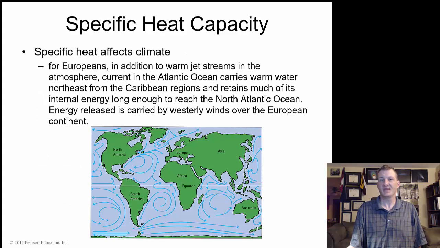How does the heat of water affect climate? Well, for the Europeans over here, in addition to warm jet streams in the atmosphere, a current in the Atlantic Ocean carries warm water northeast from the Caribbean all the way up to reach the North Atlantic Ocean. This energy release is carried by the west winds over the European continent.